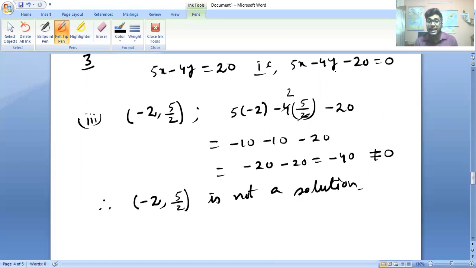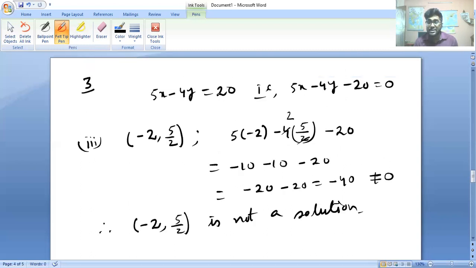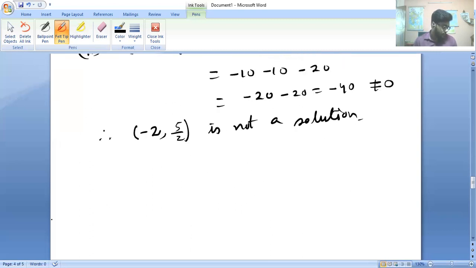Okay, but remember, if there is any constant term on the right hand side, we have to bring it to the left hand side so that the right hand side equals only 0. Let us check the next one. So we have 2 and minus 5 by 2.